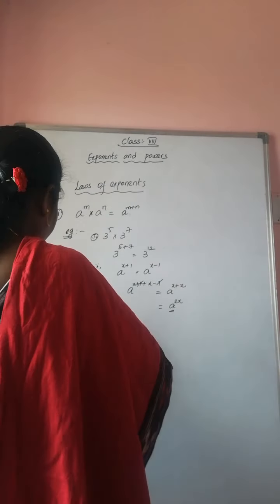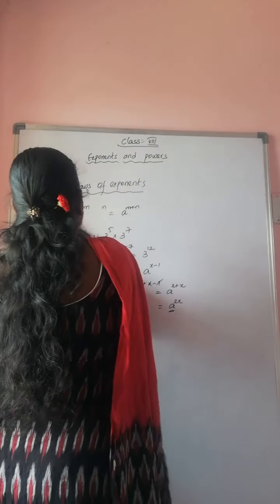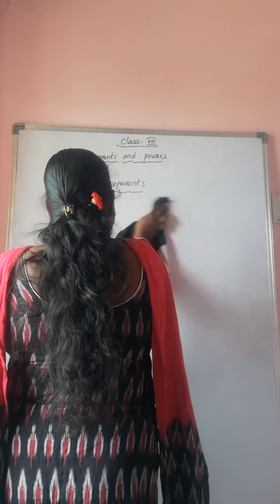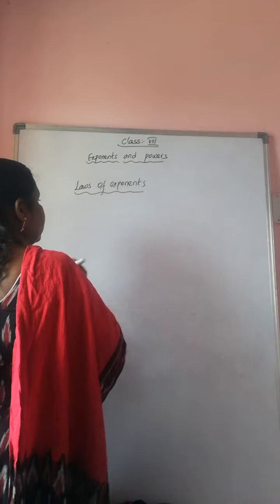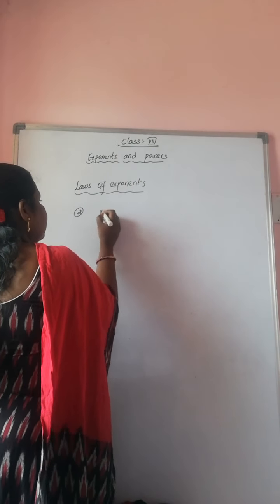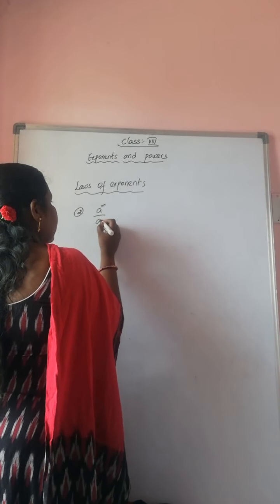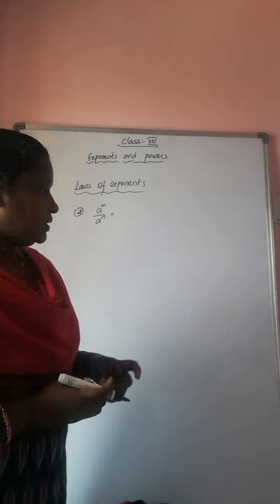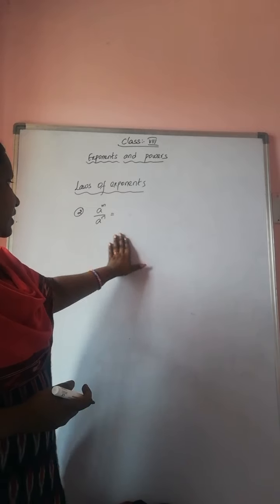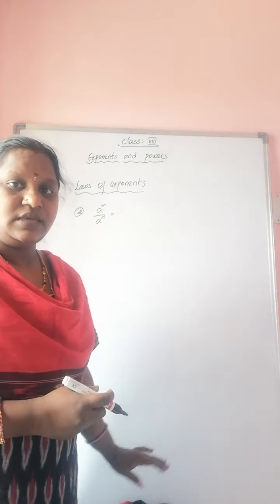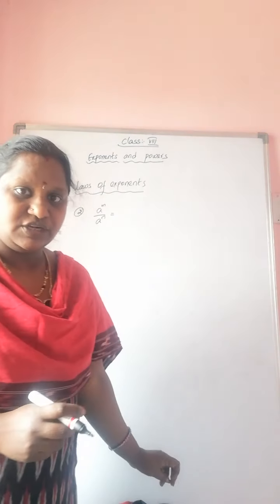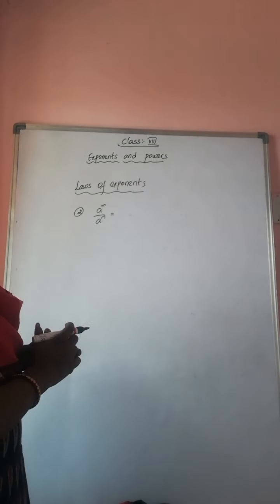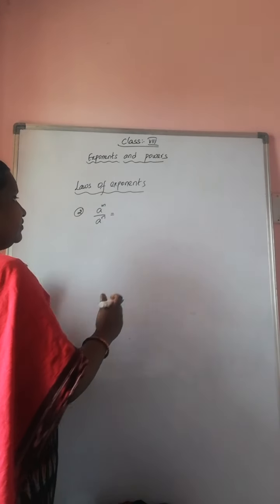Now, if we go for the second law, what is our second law? It is nothing but a to the power of m by a to the power of n. Here we will have two conditions. Before, in the problem we had taken a power m and a power n only, but we had multiplied, with a multiplication symbol in between. Here, a to the power of m by a to the power of n, division is there. So we have to remember the conditions here.